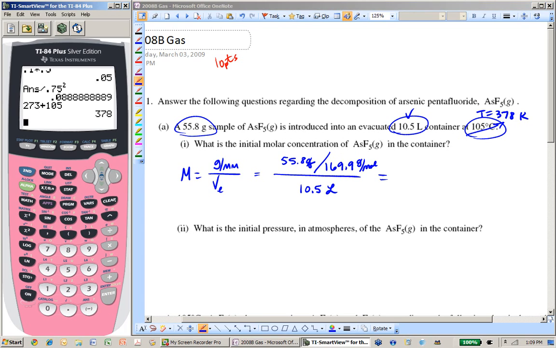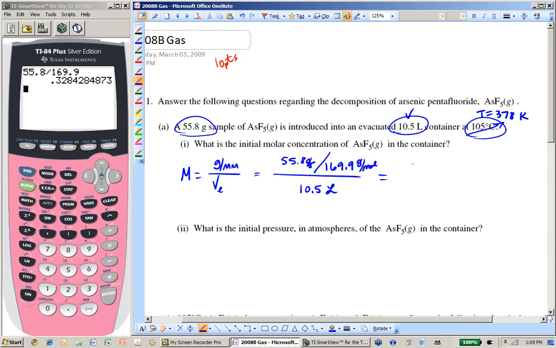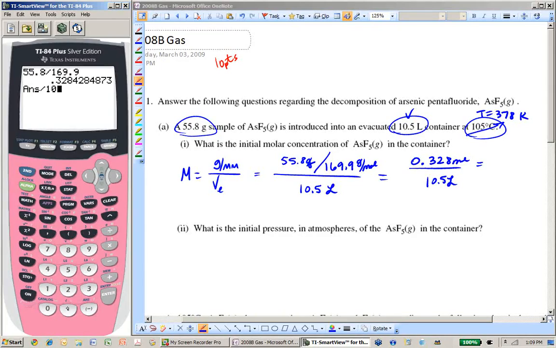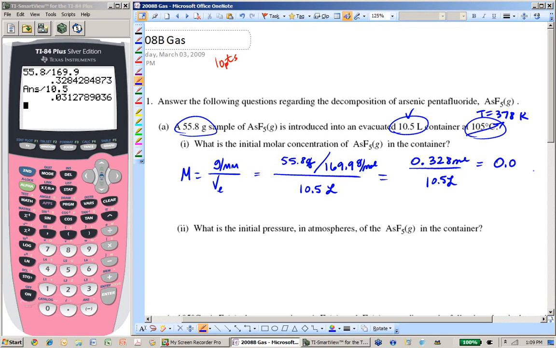Okay, it's worth firing up the calculator now. So 55.8 divided by 169.9. That's my numerator, and that's my number of moles. I'm going to go ahead and write it down because I've been tricked before. I may need those moles for something else, like a Pivnert in a minute. All right, so divided by the 10.5 liters gives me a molarity of 0.0, how many sig figs? 3 it is. 313.